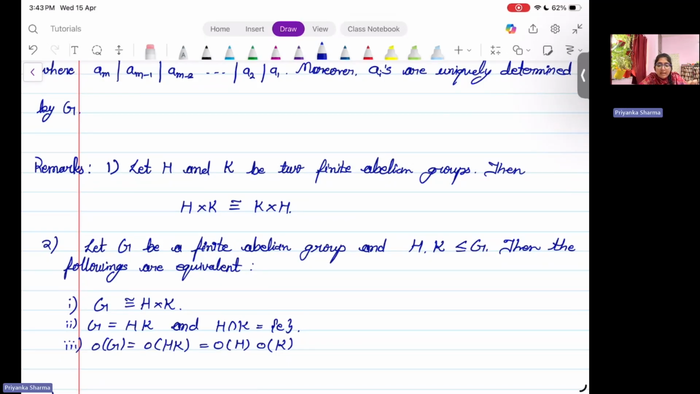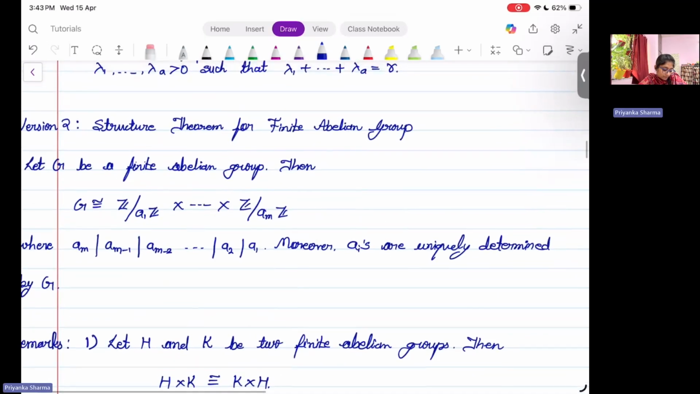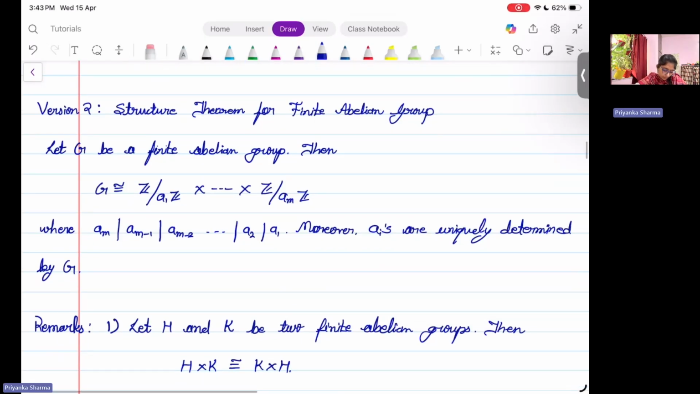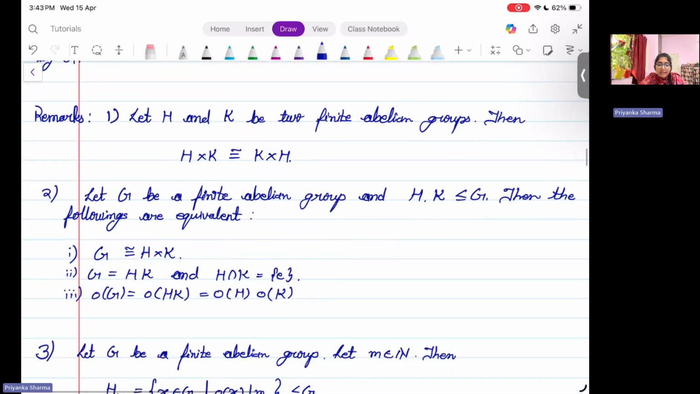Note that if we have two finite groups, say H and K, then H cross K is isomorphic to K cross H. So that's why, in the form of G up to isomorphism, by uniqueness we mean uniqueness up to reordering.